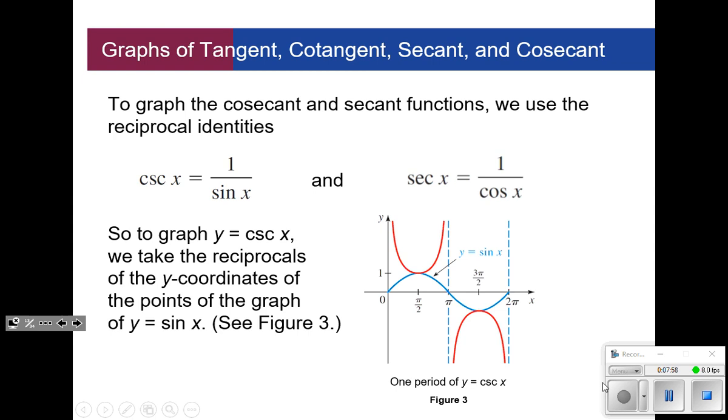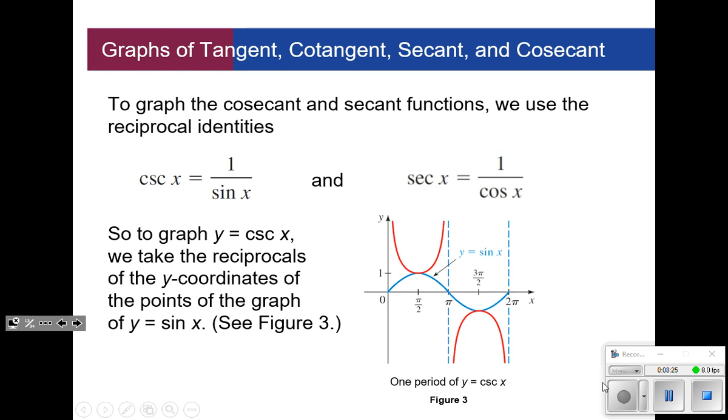I'll be honest, I hate graphing cosecant and secant. The way I graph these every time, and you'll see when I do some homework problems in a minute, is by literally first graphing the sine or cosine function and then putting what look like parabolas on the top and bottom of the humps of the sine and cosine function. That's how I end up graphing these.